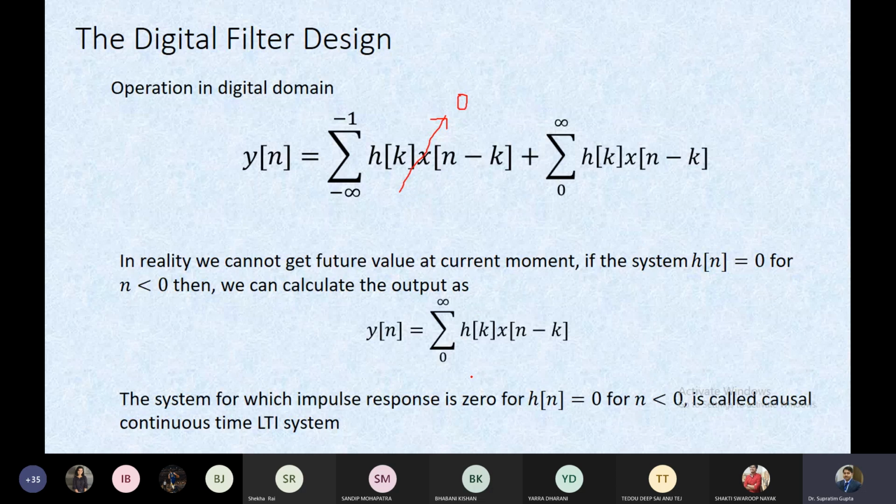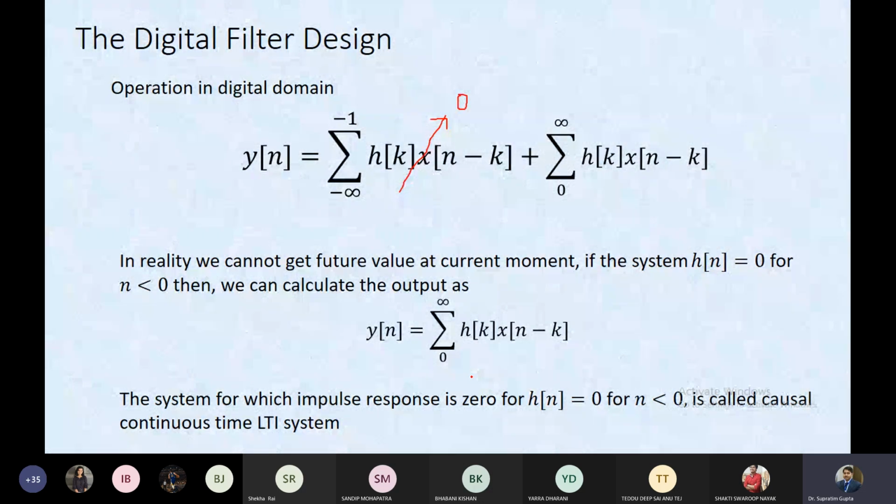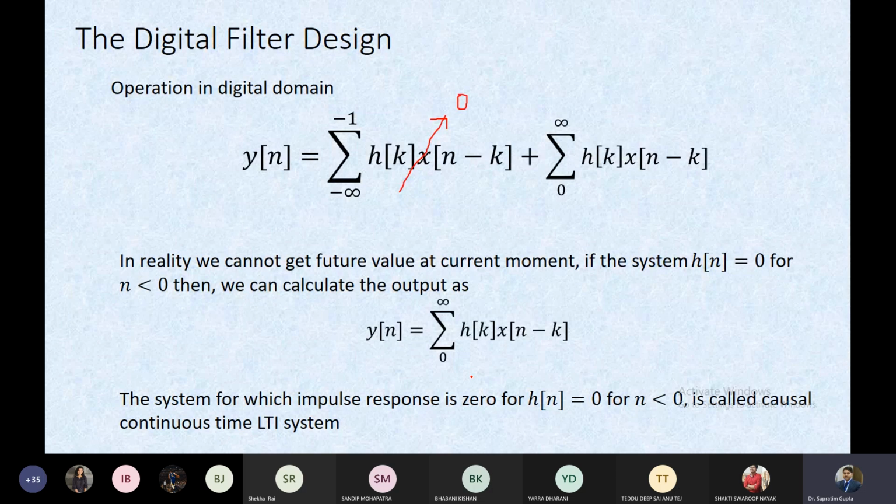So we are going to implement a causal digital filter, and this filter operation is nothing but convolution, which is a linear operation, and that also you have learned, a linear system. What is a linear system? Response from the student.